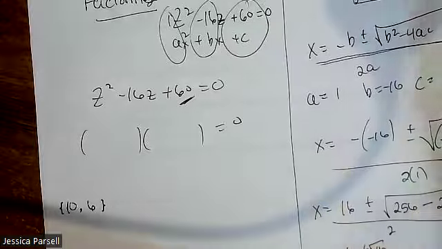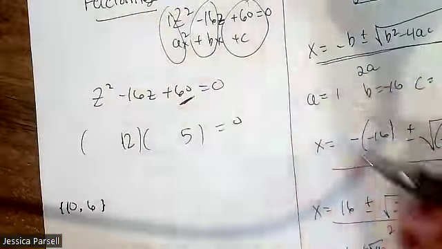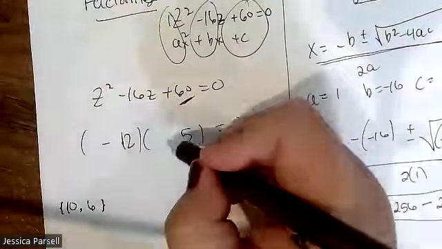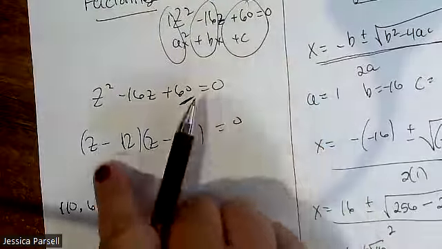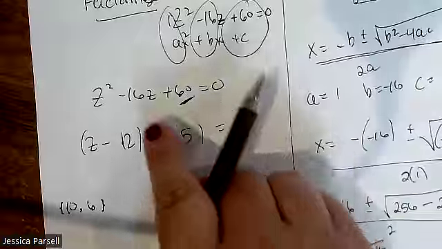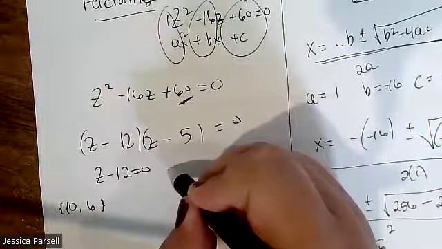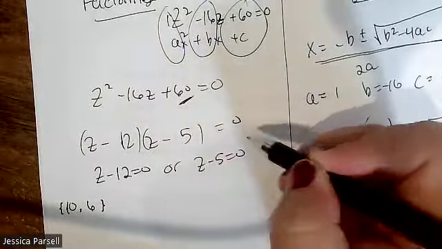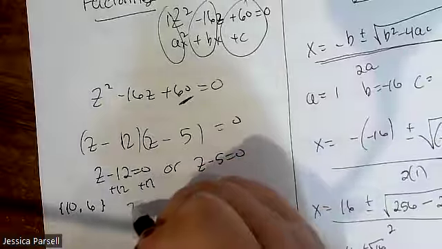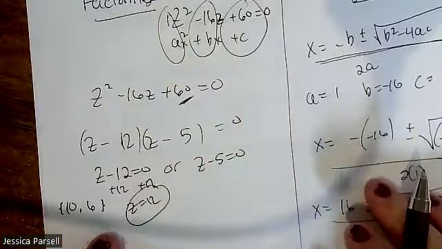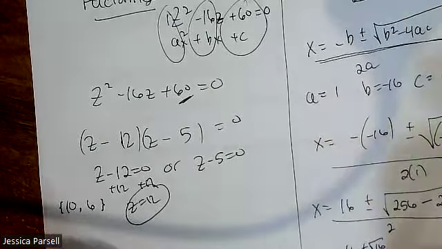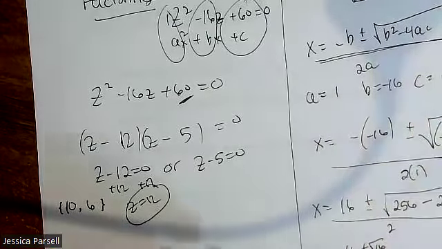So let's see here. We know that 12 times 5 makes 60. And we would need 2 negative signs here, because a negative times a negative makes a positive, and negative 12 minus 5 makes negative 16. So if we have these 2 factors, z minus 12 equals 0, or z minus 5 equals 0, and we add 12 here, z is equal to 12, which we didn't get here. We got a 10. So let me pause and see, what did I do wrong? I shall be right back. Something's not right.